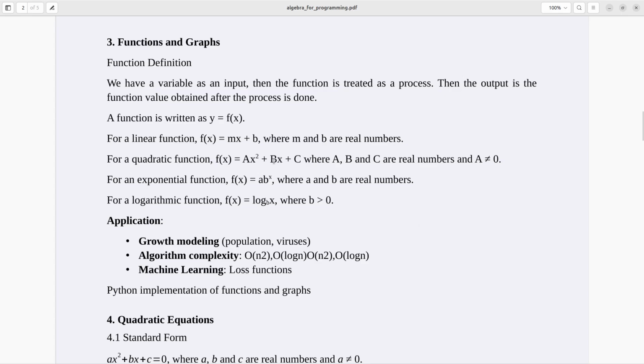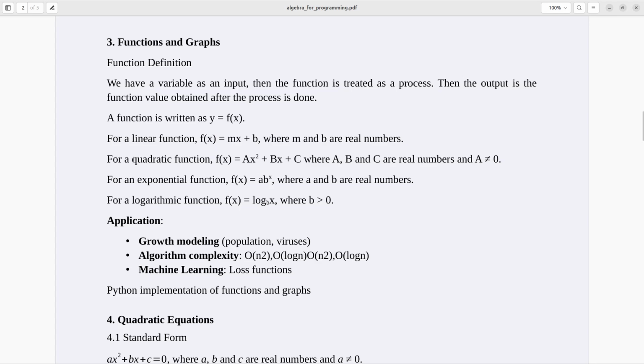So, a function can be written as y equals f of x. And for a linear function, f of x can be equal to mx plus b, where m and b are real numbers. So when we put x into this function, I will have a function output. So input is x, the process is this function content, and the output is just f of x, okay?